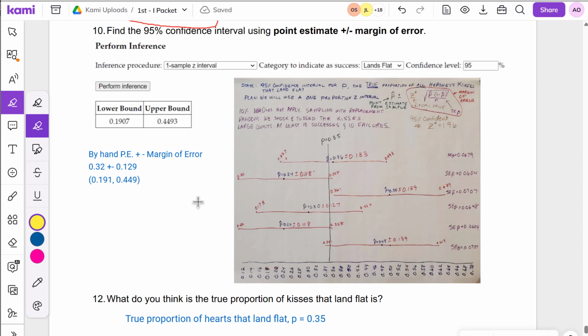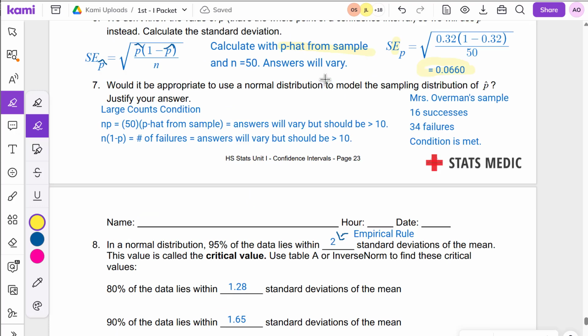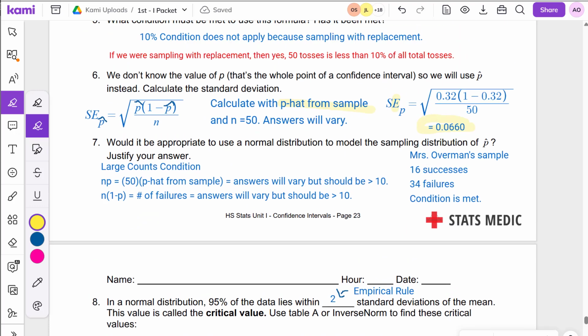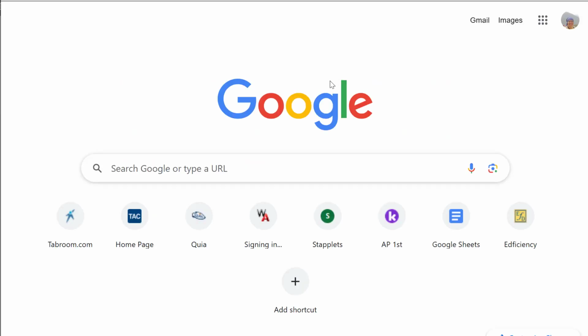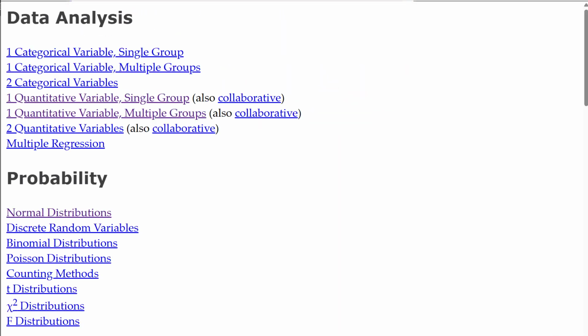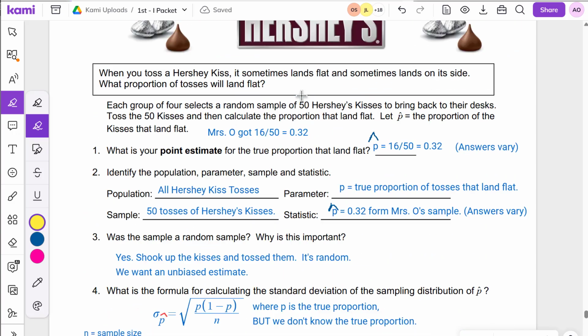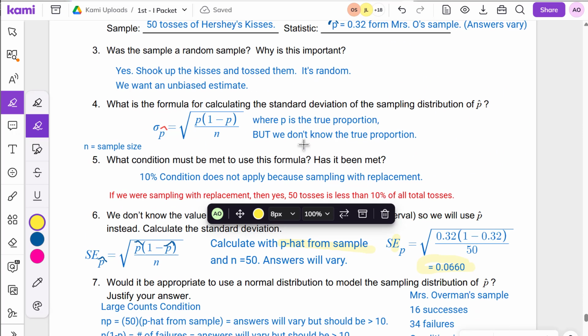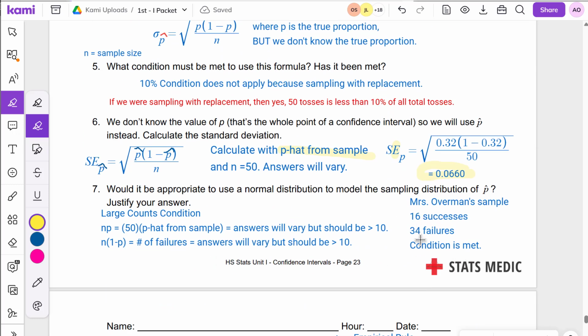So let me go ahead and show you how to do this the easy way. So I had 16 and 34. I'm going to go to Statlet. And the question is, what kind of data is this? Well, it's tempting to say quantitative because we had numbers all over the place, right? But really, what did I measure? I measured 16 successes and 34 failures. That's what I really measured. So it's actually one categorical variable.